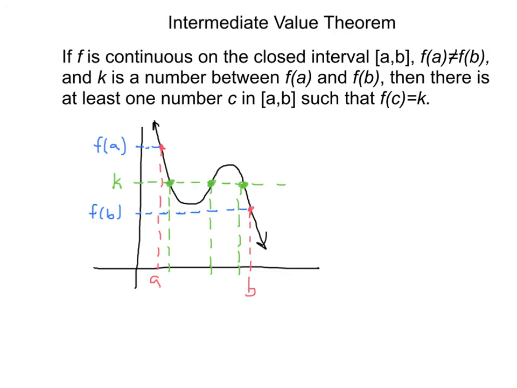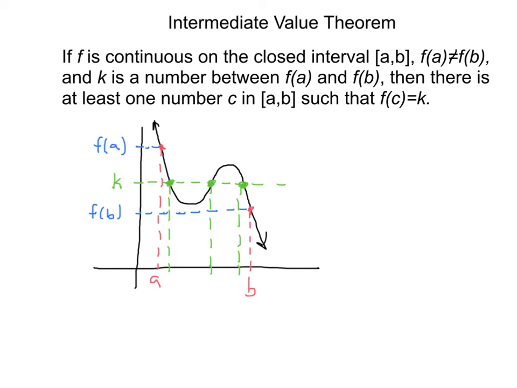Now let's look at a very important theorem. It's called the intermediate value theorem. If f is continuous on a closed interval from a to b, and f of a does not equal f of b, and k is some number between f of a and f of b, then there is at least one number c in the closed interval from a to b such that f of c is equal to k.